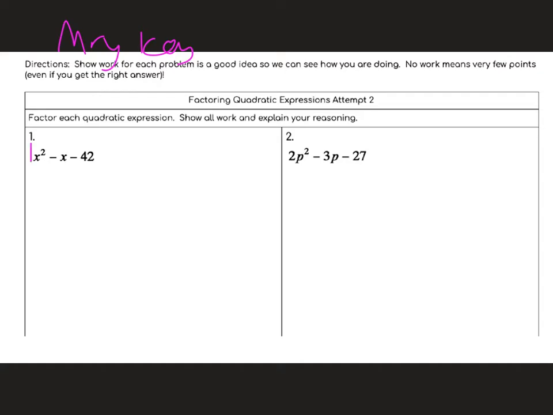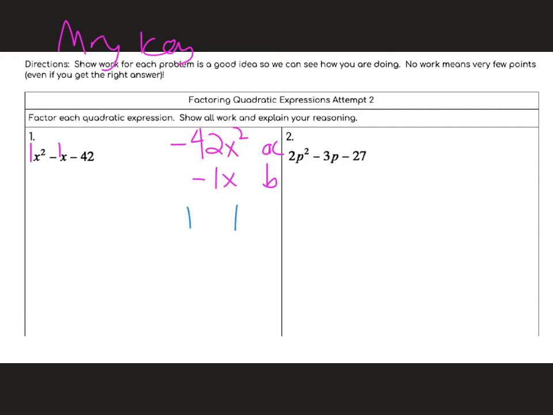So I have 1x squared minus 1x minus 42. I multiply the negative 42 and the x squared, and I get negative 42x squared. That was a times c. And then I write down negative 1x, because that is b. That's your middle term. So let's come up with numbers that multiply to 42.